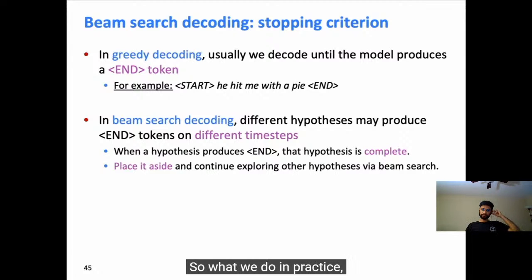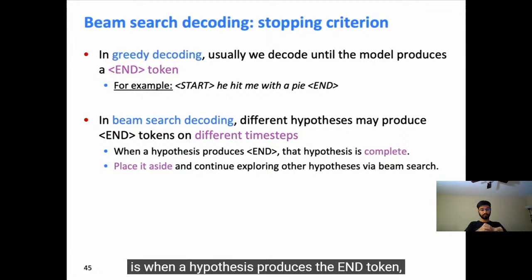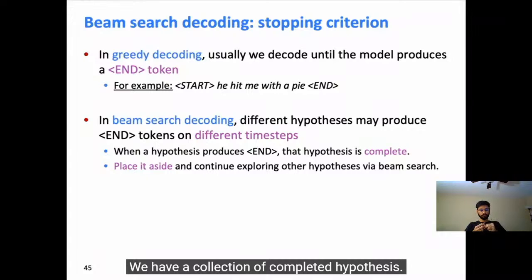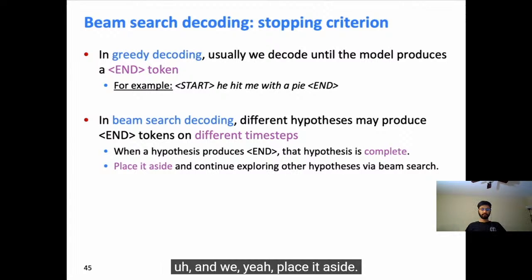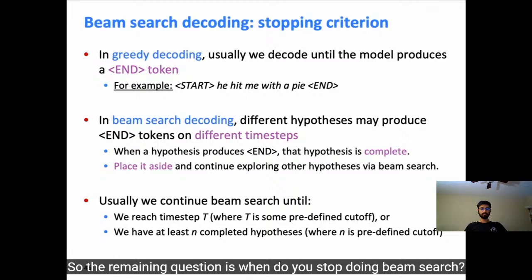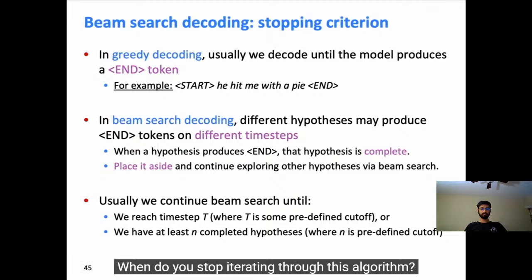So what we do in practice is, when a hypothesis produces the end token, we regard this hypothesis as complete, and we place it aside. We have a collection of completed hypotheses, so we take it out of beam search. We no longer keep exploring it because it's finished, and we place it aside. And you continue exploring other hypotheses with beam search. So the remaining question is, when do you stop doing beam search? When do you stop iterating through this algorithm?